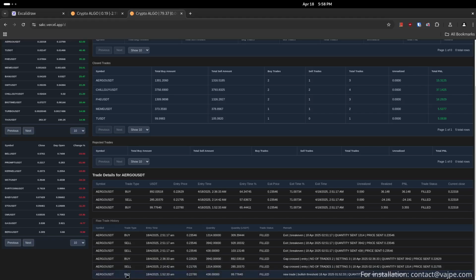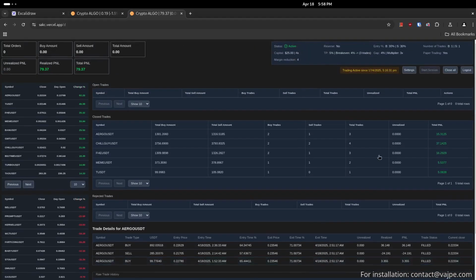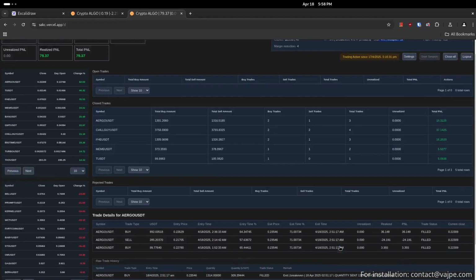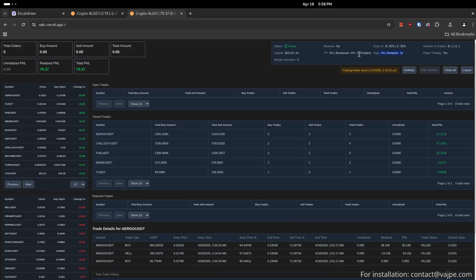There's an initial buy entry for 22780. There is a sell entry for 21705. You can see it has almost tripled. So the multiplier is 3 here, right? And it did it for three entries, and then there is a break even, not the take profit. The break even trade is three trades, and it is 4%.